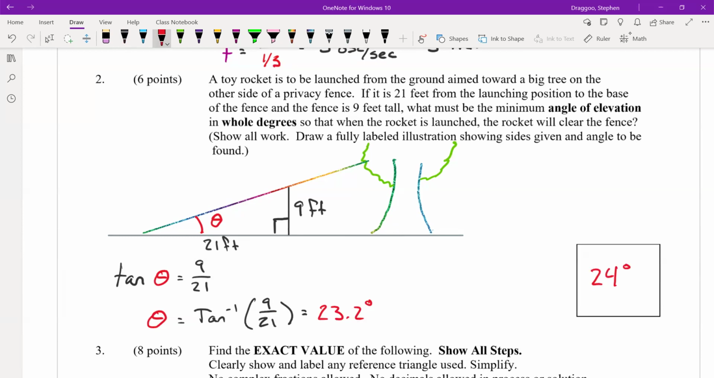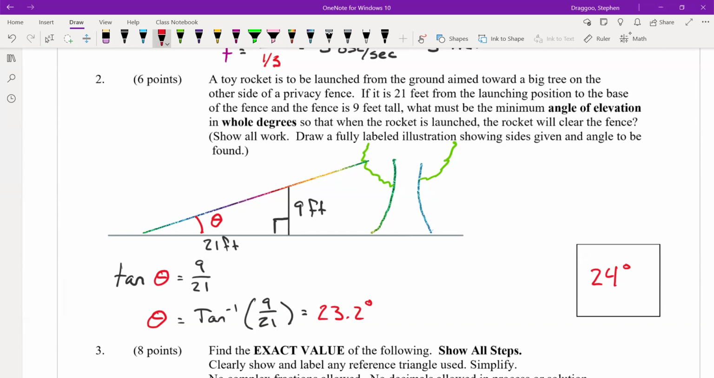So notice I'm rounding this thing up even though my first decimal is 0.2. Generally, we'd round that down. But by the phrasing of the problem, it's asking for the minimum angle in whole degrees that clears the fence. And so if we rounded this thing to the nearest angle, which is 23 degrees, it's going to be just underneath the top of the fence. So the minimum angle in whole degrees is 24 degrees, even though 23.2 should have rounded down.